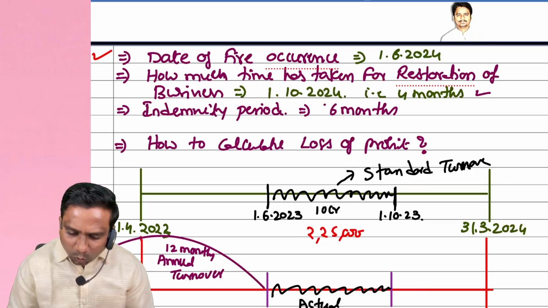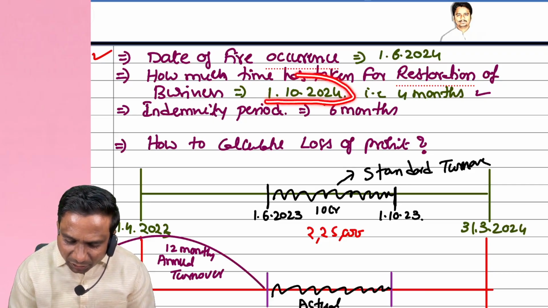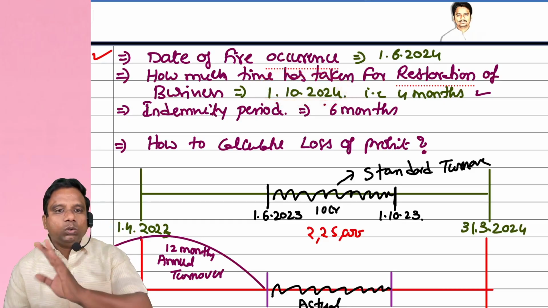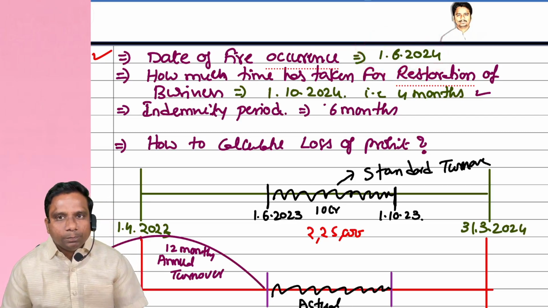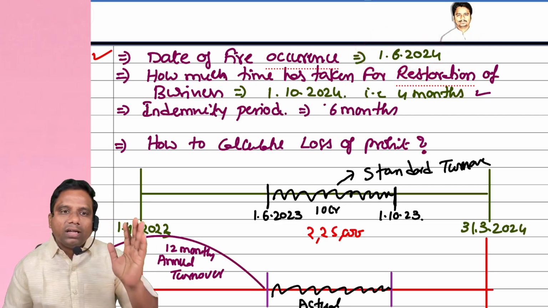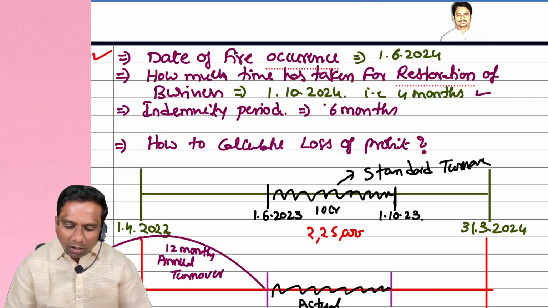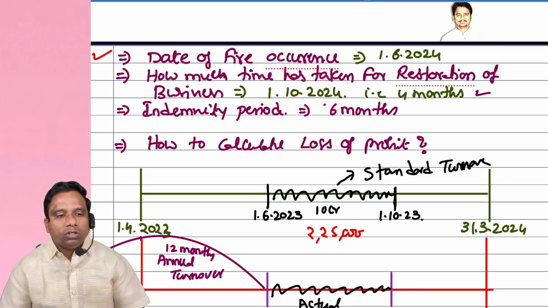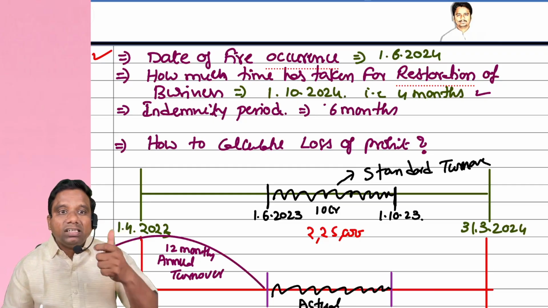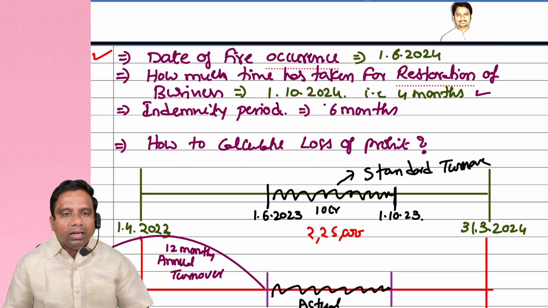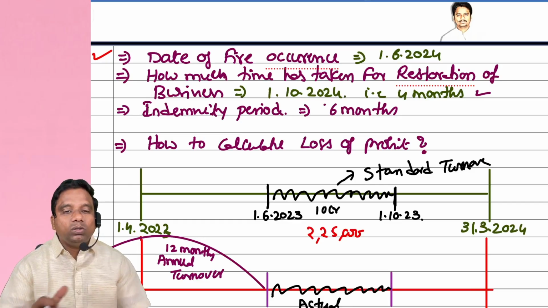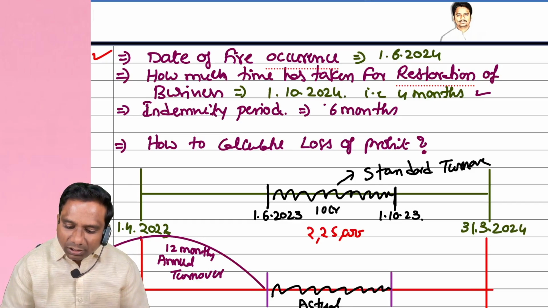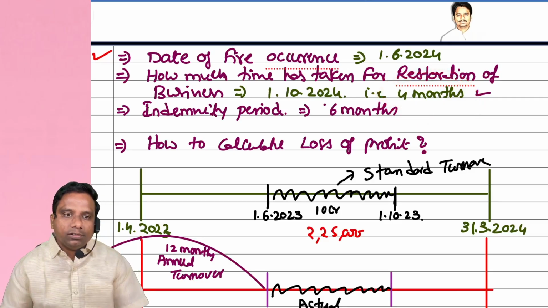Yes, sir. So the restoration is completed by 1/10/2024. On 1/6/2024 the fire occurred in the business organization, and on 1/10/2024 the business organization is restored to its earlier condition. Now tell me how much time it has taken to restore the business premises. It has taken some 4 months, sir.